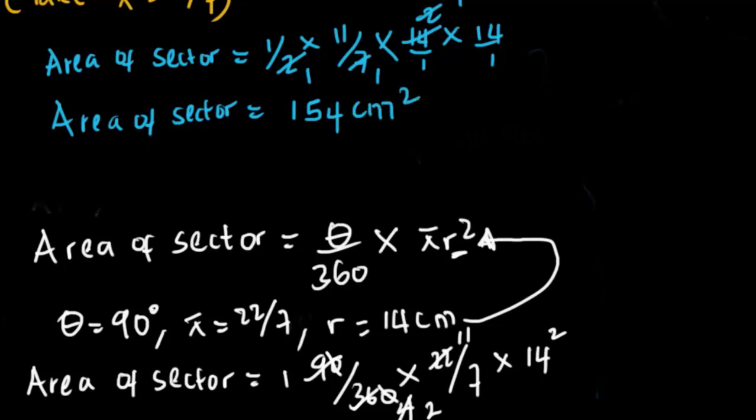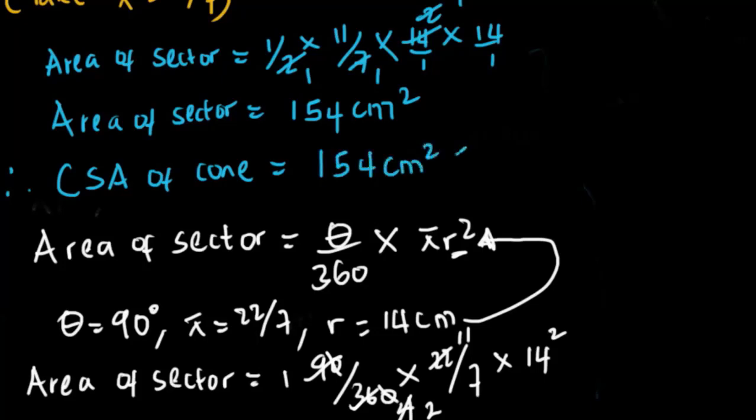Does this make sense? So therefore, the curved surface area of the cone equals 154 centimeters squared. This is our answer. Now I hope the relation we considered previously is now clear to every one of us. Let's take another example.